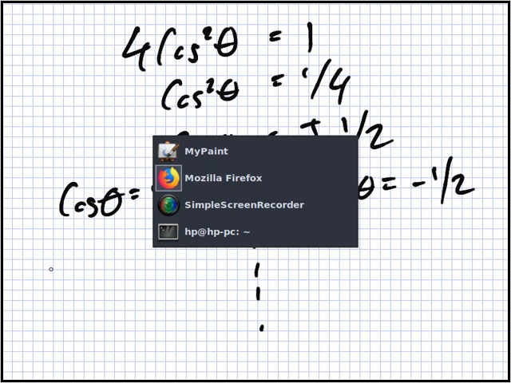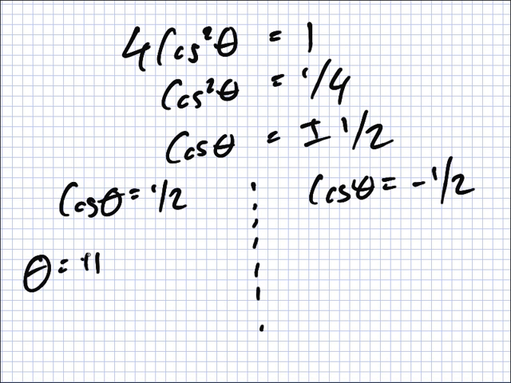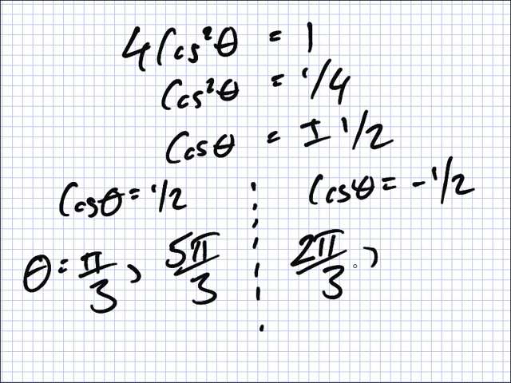Cos inverse a half in radians is pi over 3. And how do we get the second answer? 2 pi minus the first answer. So that's 5 pi over 3. And what's cos inverse minus a half? 2 pi over 3, is it? And the second answer again is... The second answer is 2 pi minus the first answer. Did you add pi?